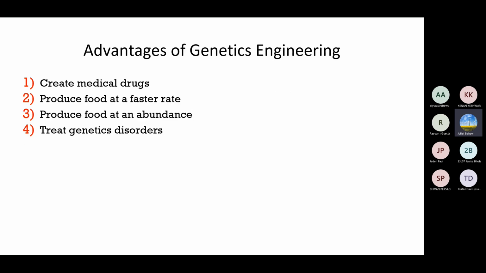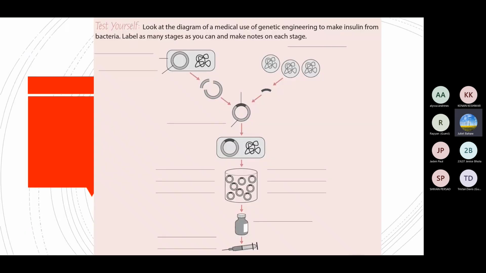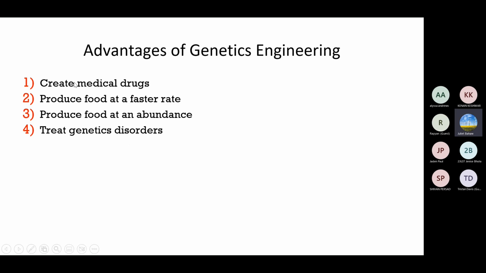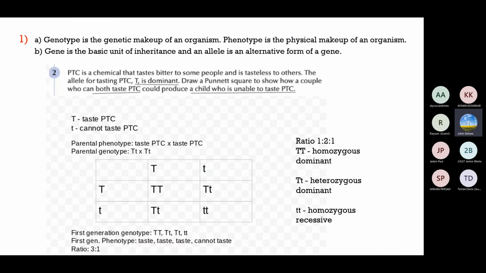All right, so I want you all to take these last slides down and do this fill in the blank for homework. Of course, the advantages, the good part of it, you're able to create medical drugs, produce food at a faster rate, produce food in abundance, and treat genetic disorders. So you have the pros and the cons.